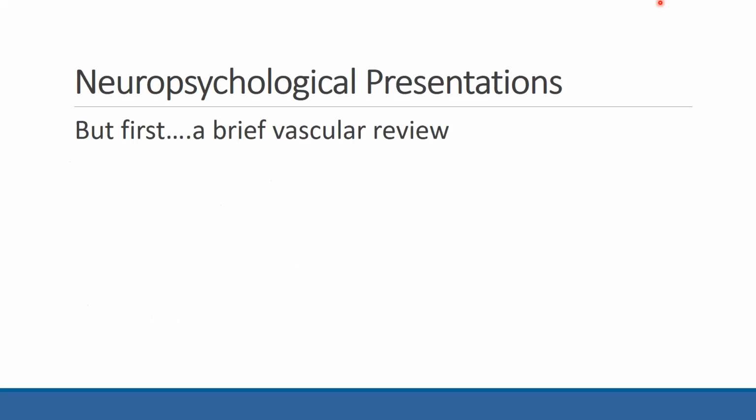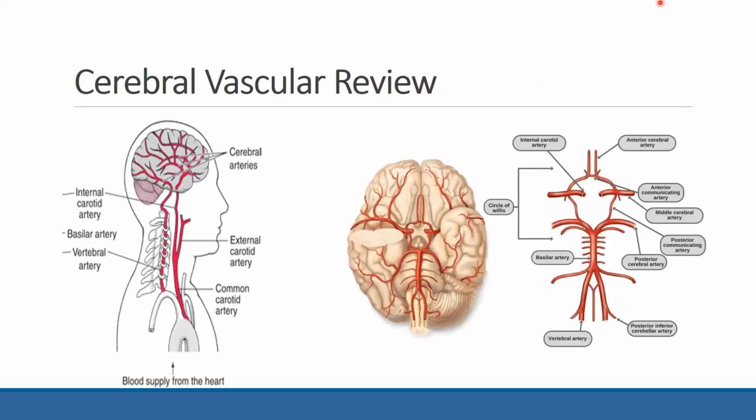Okay, so moving on to the neuropsychological presentations, but before we do that, we have to talk a little bit about the vasculature of the brain. And I think this is an area that can be a little bit intimidating to trainees. There's so many arteries, they're hard to remember. And I think working with a stroke population really helps you to learn this vasculature and learn how the brain receives blood from the circulatory system. So we're going to do a brief little review of it before we talk about different kinds of stroke presentations.